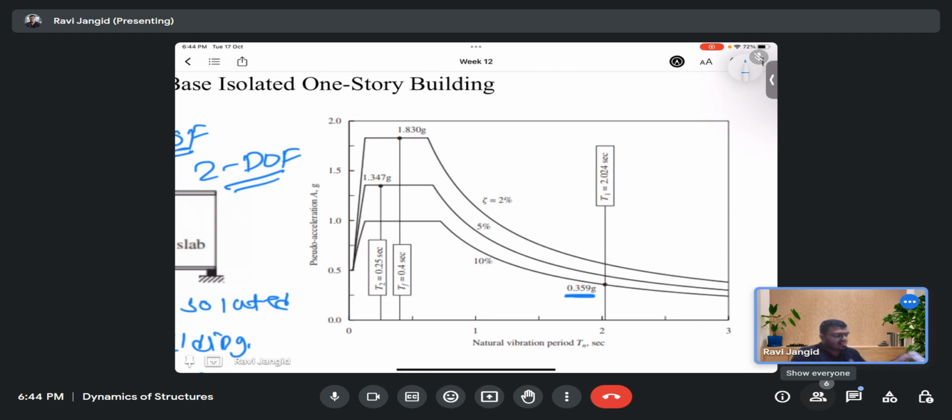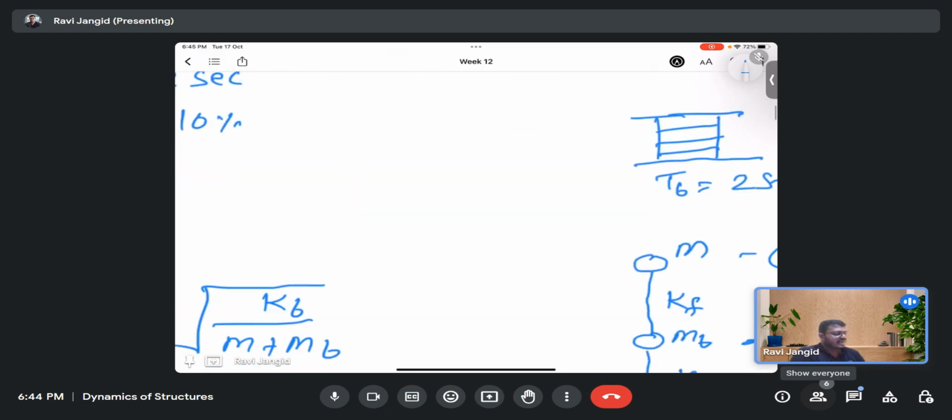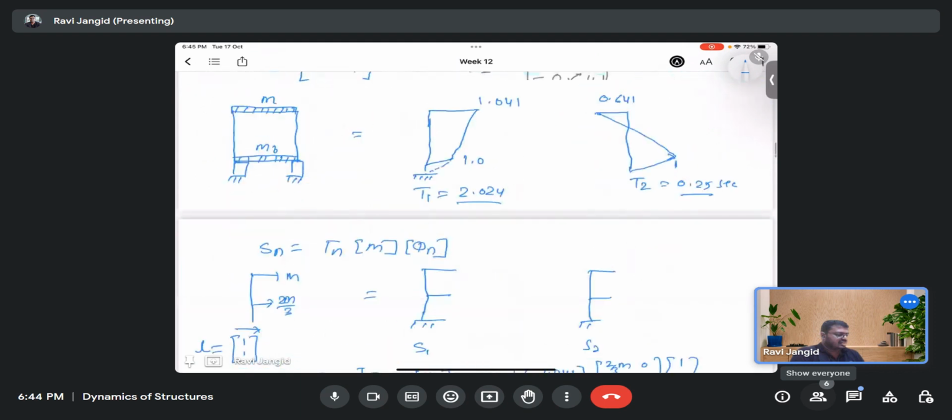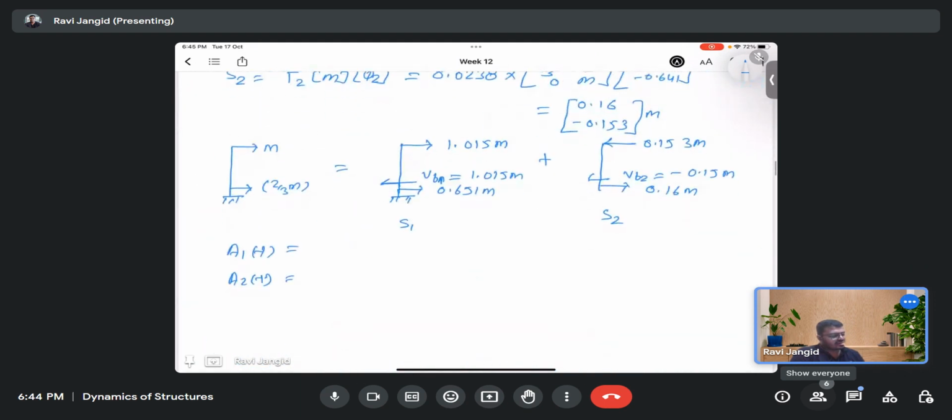But for this, we need to check, because the damping in the model is 10%, but those damping are for the isolator. We need to find out the damping in each mode also. So before going that, we can find out the damping here. Can you give me the modal damping?